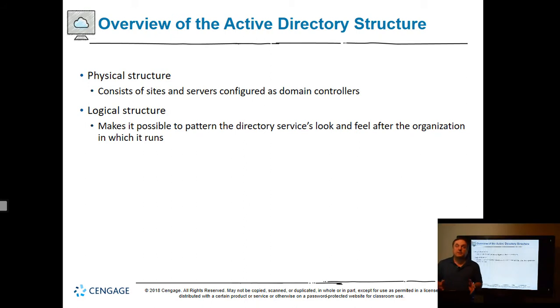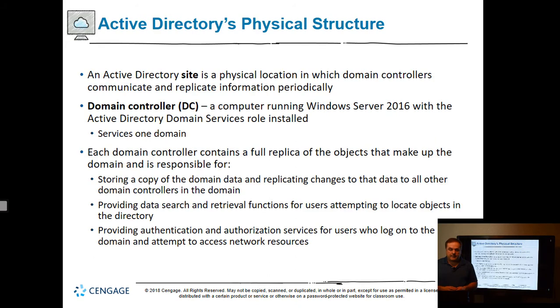So we have the physical structure and we have the logical structure. The physical structure consists of sites and servers, and this is something that we did in 240M and we will do again. Then there's the logical part, and it makes it possible to pattern directory services' look and feel after the organization. Every organization is going to have a different way that they want to set up Active Directory. They want to customize it for them, and this course will go over some of that.